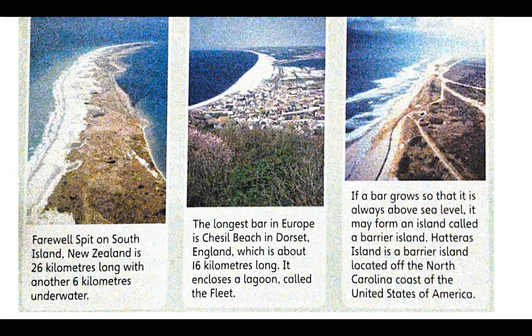And then you have the one in the center, which is the longest bar in Europe. It's called Chesil Beach in Dorset in England, which is about 16 kilometers long, and it encloses a lagoon called the Fleet. The one on the right shows that if a bar grows so that it is always above sea level, it may form an island called a barrier island. Hatteras Island is a barrier island located off the North Carolina coast of the United States of America. So that's an example. So Year 6, I'd like you to closely look at these 3 different coastlines, and you can easily compare them between yourselves and try to distinguish the differences.